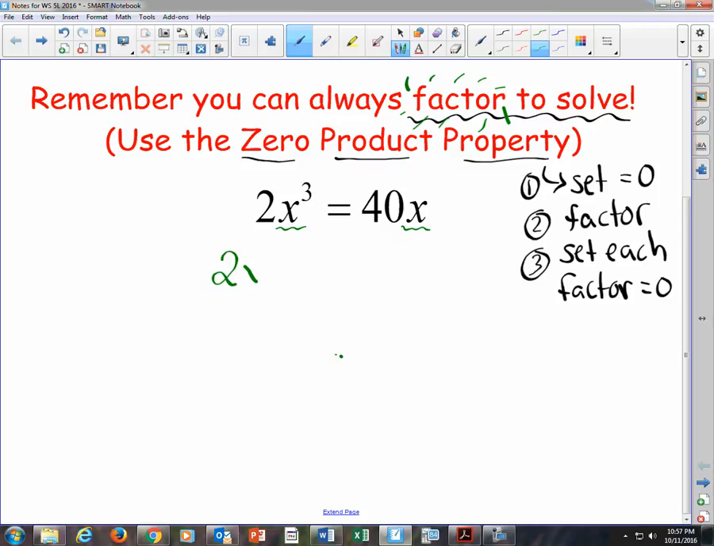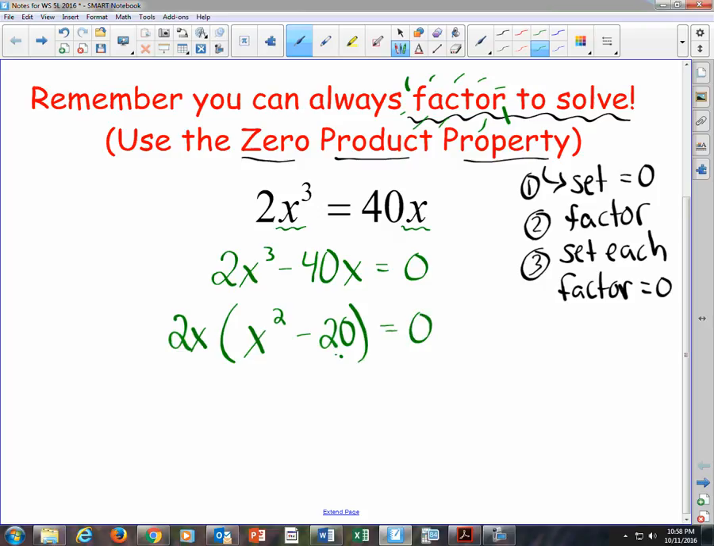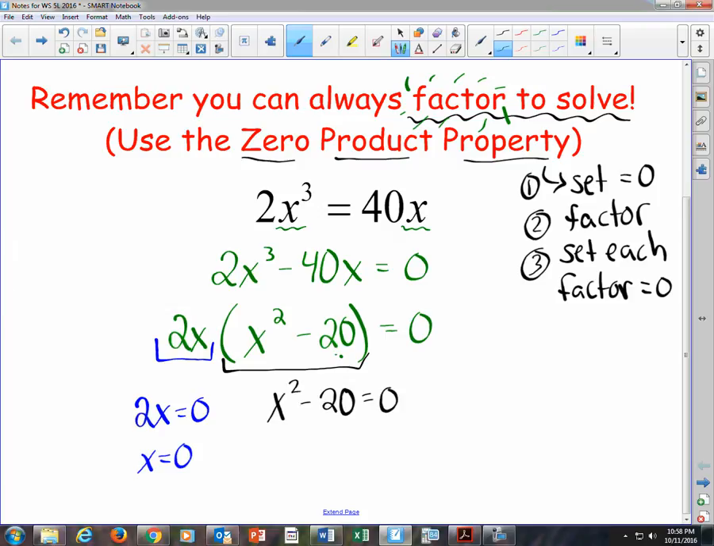Move everything to the same side. 2x cubed minus 40x equals 0. Looks to me like I've got a greatest common factor of 2x, which leaves me with an x squared minus 20 equals 0. And now we are going to do that whole thing one, thing two. So this is one possible factor. So 2x could equal 0, in which case x equals 0. Or our other solution could come from this factor equaling 0. So x squared minus 20 could equal 0, which would mean that x squared would equal 20.